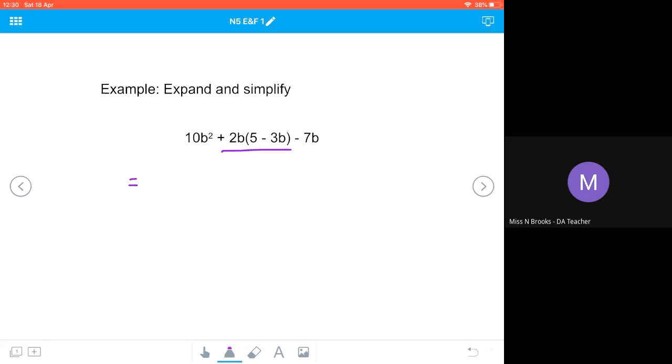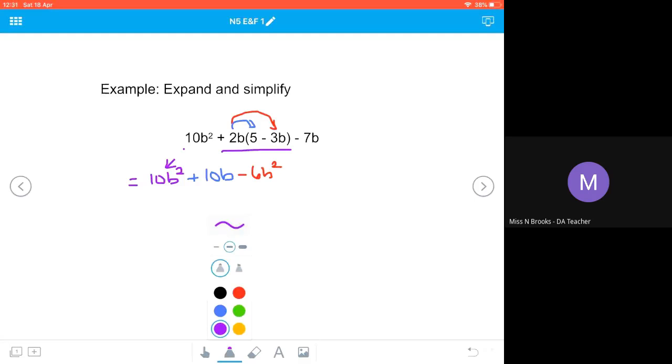So our 10b squared just comes down into our expression. Then we're going to do our expanding. So we're going to do plus 2b multiplied by 5, which is going to give us a plus 10b. Then we're going to do plus 2b multiplied by negative 3b. So 2 times negative 3 gives us negative 6, and b times b gives us b squared. And then we're going to bring down that negative 7b.